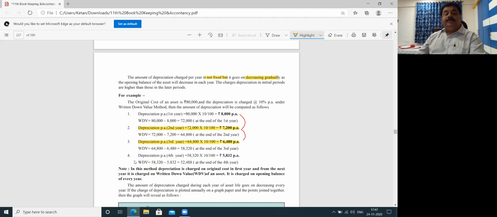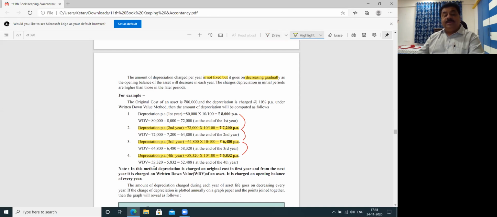Now fourth year, depreciation for the fourth year, again on the written down value of the third year. Take the third year's written down value, meaning the balance, 58,320. On that, 10% is 5,832. So again the depreciation is changing, and we can say the depreciation is again reducing. It has become less. Okay. And now what is the written down value left?